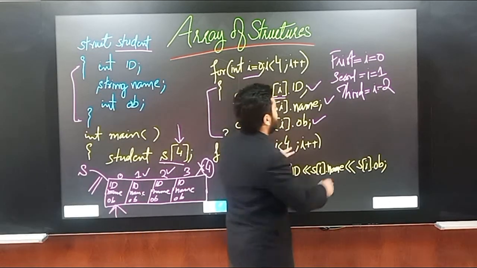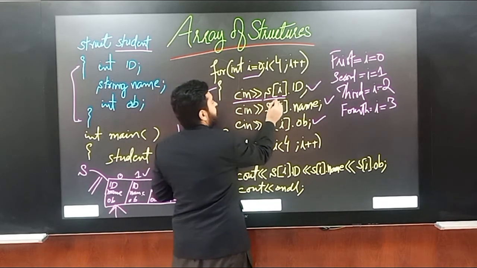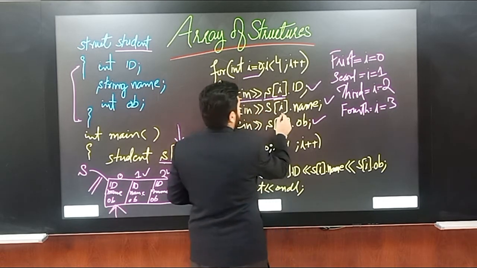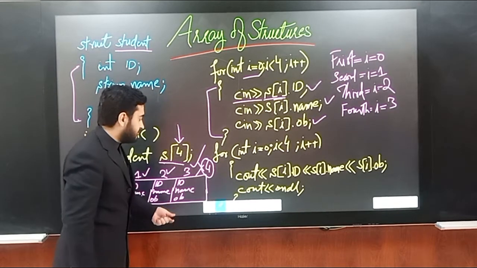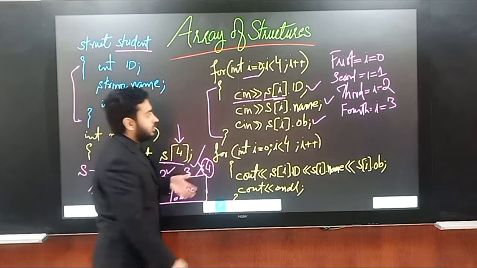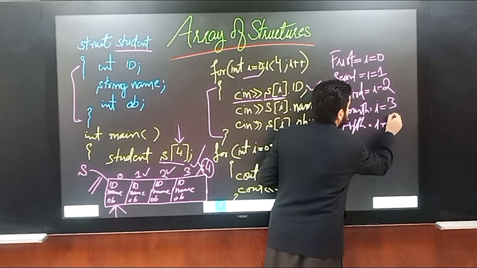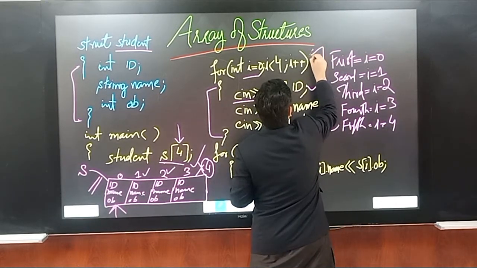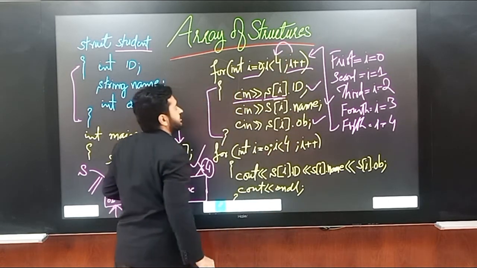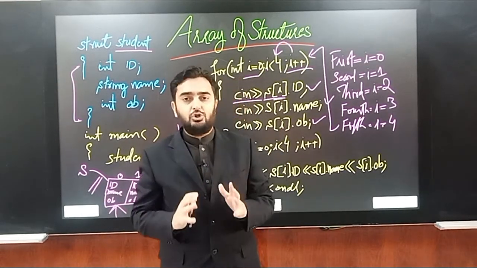In the fourth iteration, i will become 3. So we will access s[3].id, the last index, s[3].name and s[3].ob, the last index in this array. In the fifth iteration, i will become 4 through this update statement, and then the condition will be checked. 4 is less than 4? No, the condition will become false, and therefore this loop will be terminated.